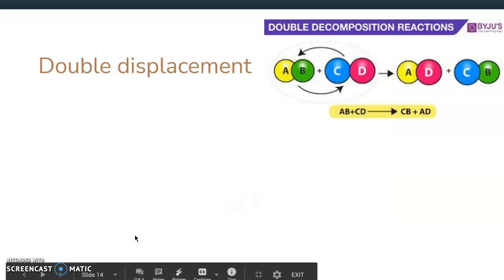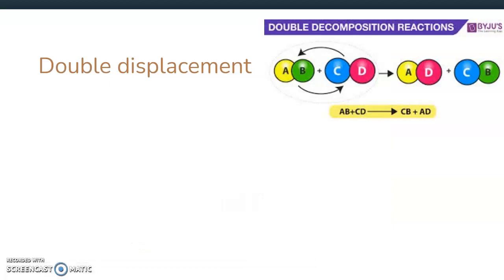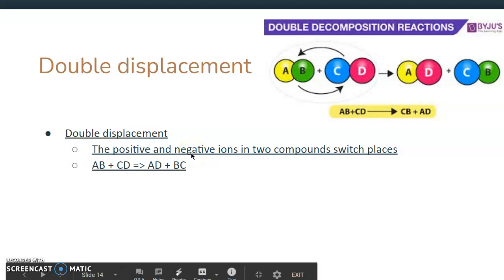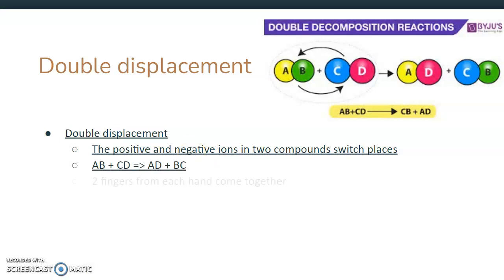And then finally we have double displacement. This is a lot like single displacement, but where both change. This is where the positive and negative ions in two compounds switch places. So we have AB plus CD goes to AD plus BC. The motion I like to do is both my hands each have two fingers up. They come together to hit each other, and then they go apart. You could try to switch your fingers, but you still have two fingers on each side.